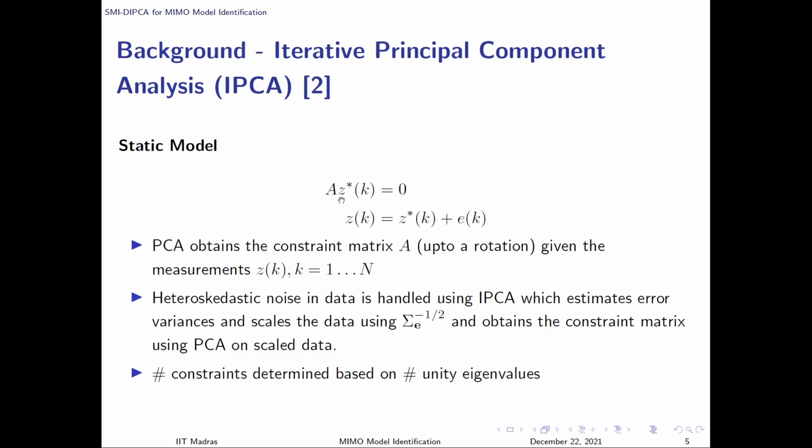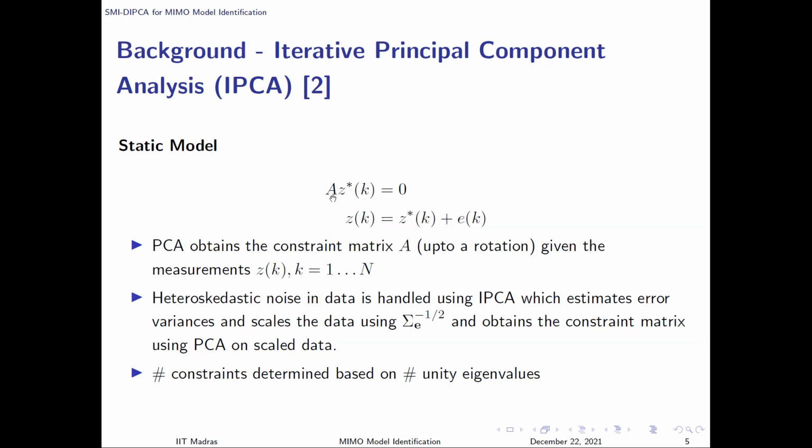So for the heteroscedastic case, we developed IPCA, which estimates the error variances of all these Z variables. Earlier we said there are M such variables. For all the M variables, the corresponding sigma squared, or error variances, are estimated and put together in this diagonal error covariance matrix, sigma E. We use it to scale the data and then apply PCA on the scaled data to get the constraint matrix. So IPCA iterates between these two steps. It estimates sigma E given A, and estimates A given sigma E by scaling. Hopefully the algorithm will converge, and we know that it converges because we have a proof for it, and we will be able to get an estimate of A.